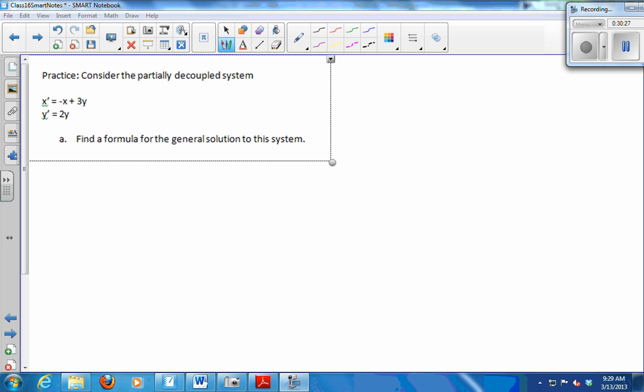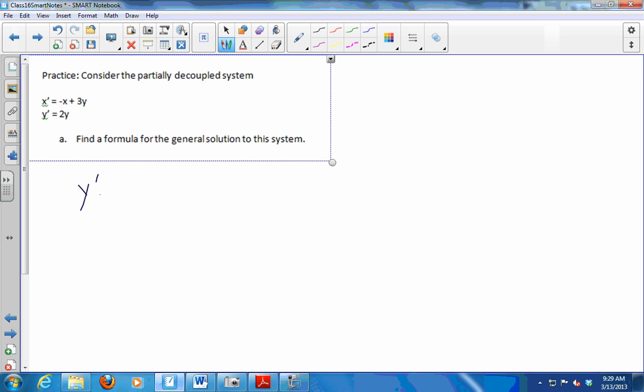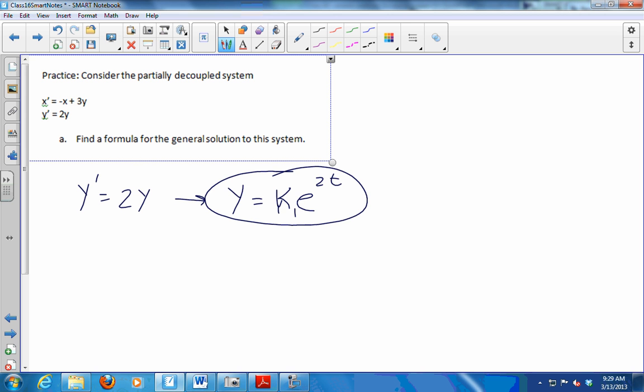So one of these is easy to solve, right? y prime equals 2y. You can solve with separation of variables, and it will come out to y equals k e to the 2t. And we'll call this k1. Okay. So y equals k1 e to the 2t. Done with half the problem, right? We have half of the solution, y of t. Now we just have to figure out x of t.